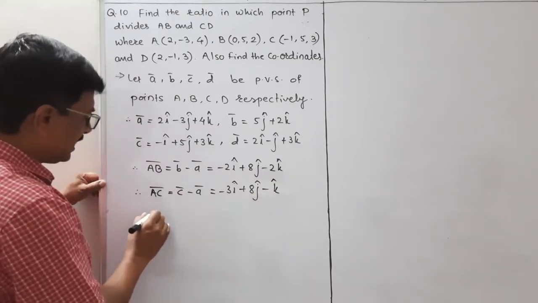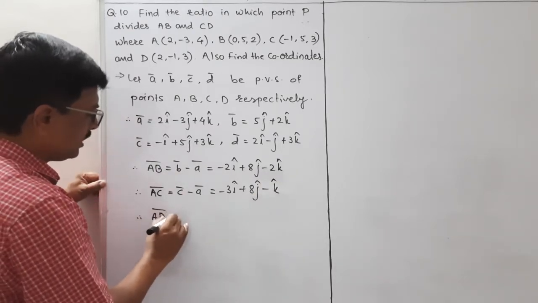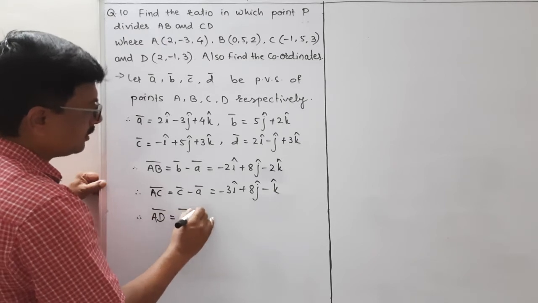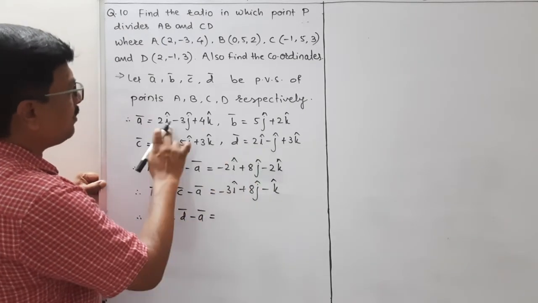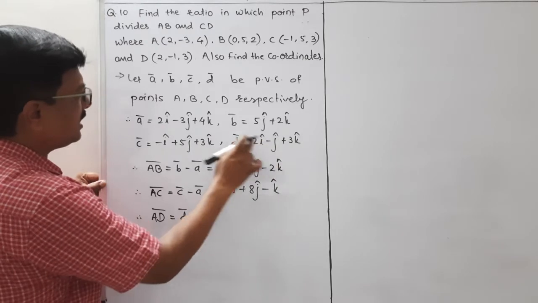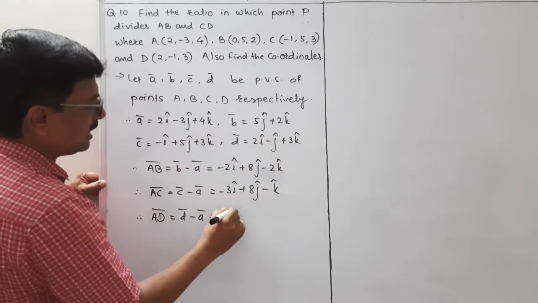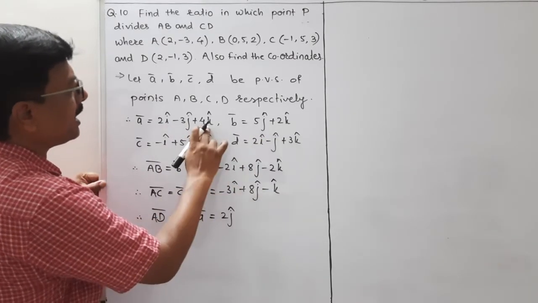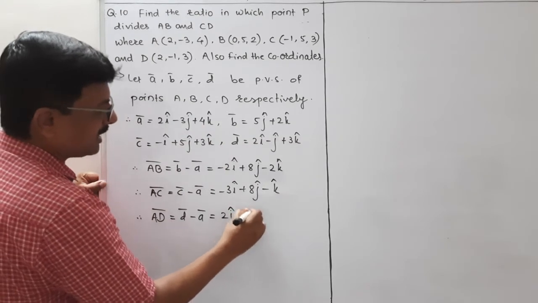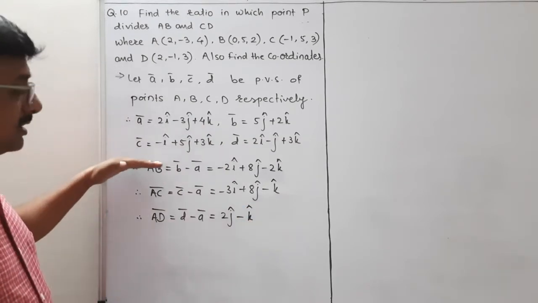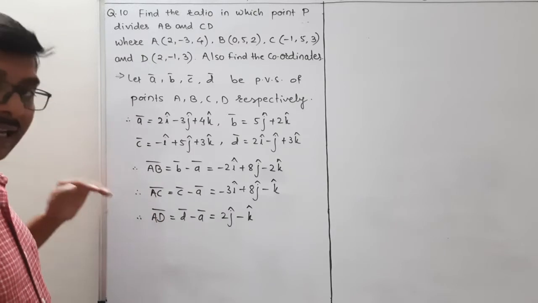And AD vector is equal to D vector minus A vector. That is 2i cap minus 2i cap is 0, minus j plus 3j is plus 2j cap, and plus 3k cap minus 4k cap is minus k cap. These are nothing but 3 vectors, AB vector, AC vector and AD vector.